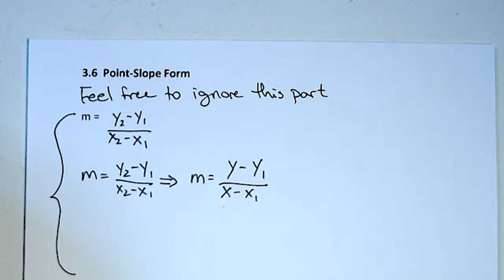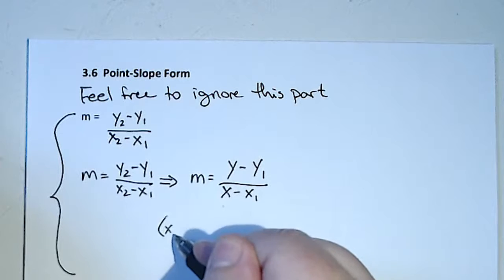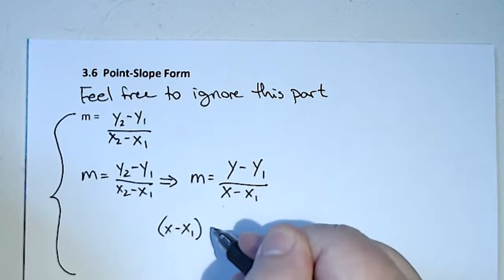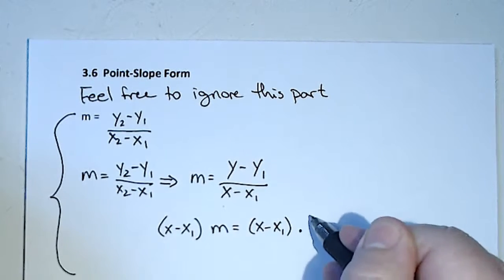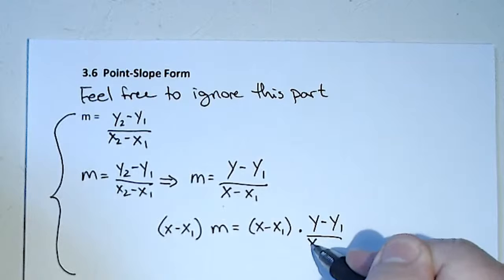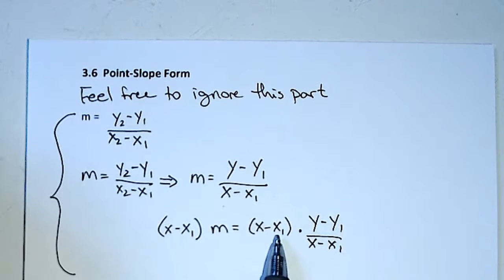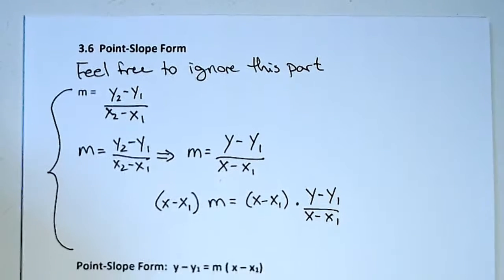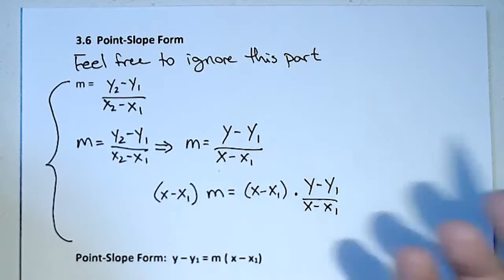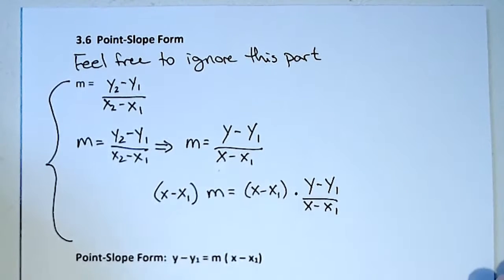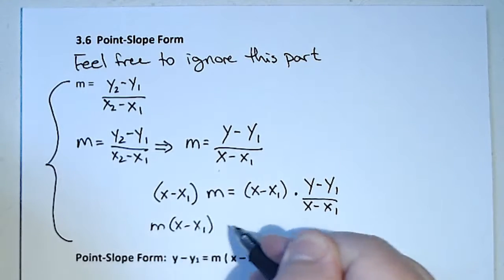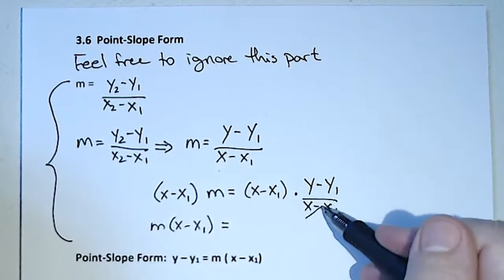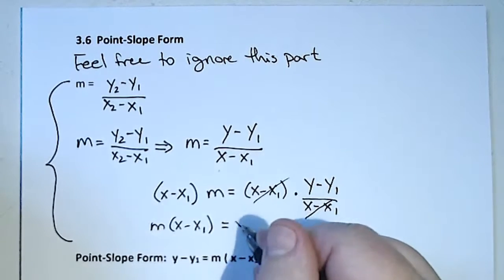The next thing I'm going to do is a little bit weird. I'm going to multiply both sides of the equation by x minus x sub 1. I'm going to multiply by this denominator. Over here, I've got multiplication, so I'm going to rewrite it like this. Over on the right-hand side, I notice that these two things cancel, and I get this.